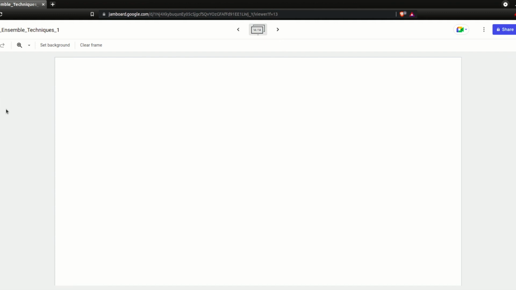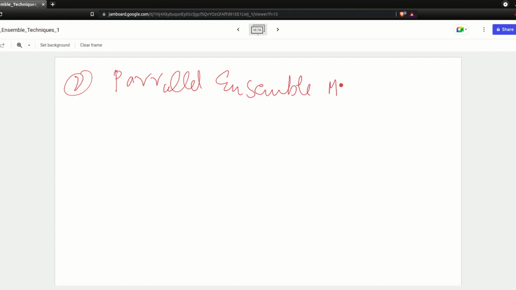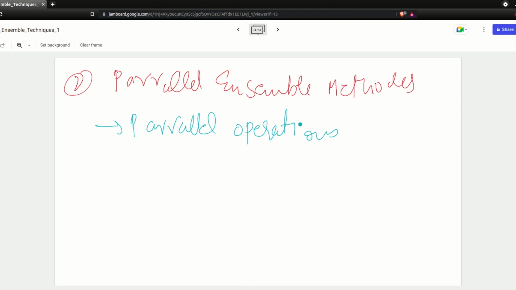Next, we have to look at something called parallel ensemble methods. This is where we are trying to do something in parallel. As the name says, we are trying to achieve something by performing parallel operations, and the basic motivation here is that we are using independent base learners.